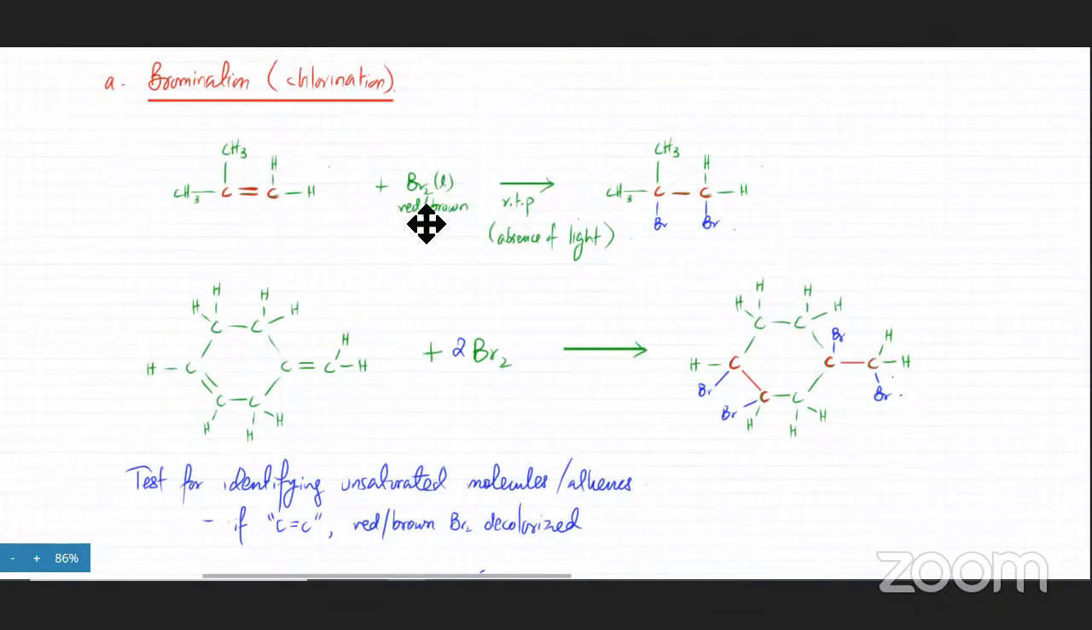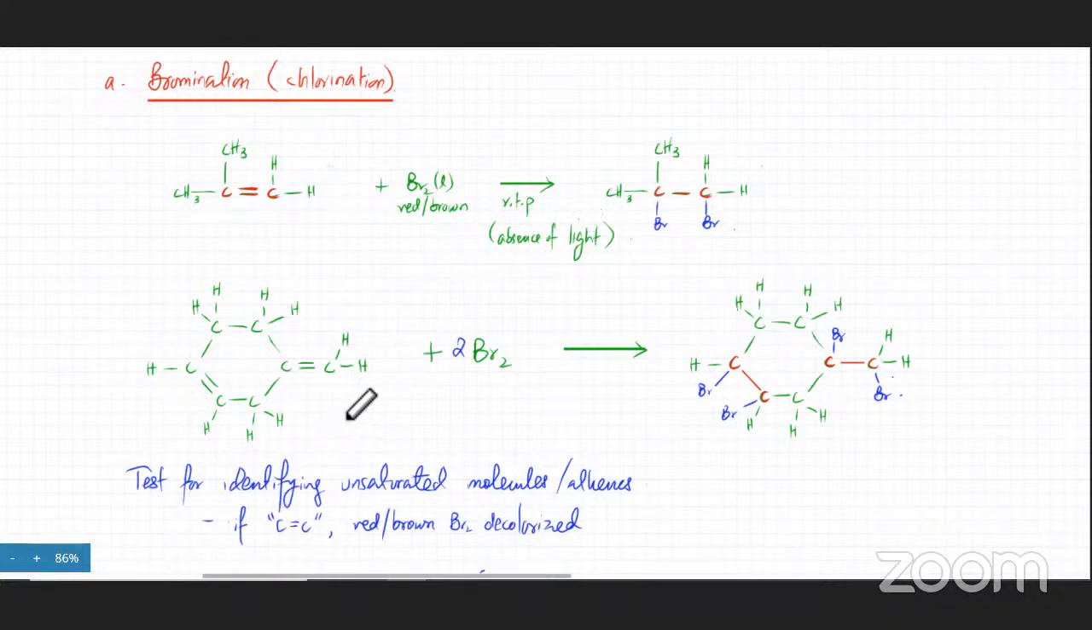So bromination is one. If you react with bromine, then the double bond would break and it would turn into a single bond, and bromines will get added to it. Room temperature पे reaction होता है. This reaction is known as bromination. Or you can also do this with chlorine as well. And there has to be absence of light.